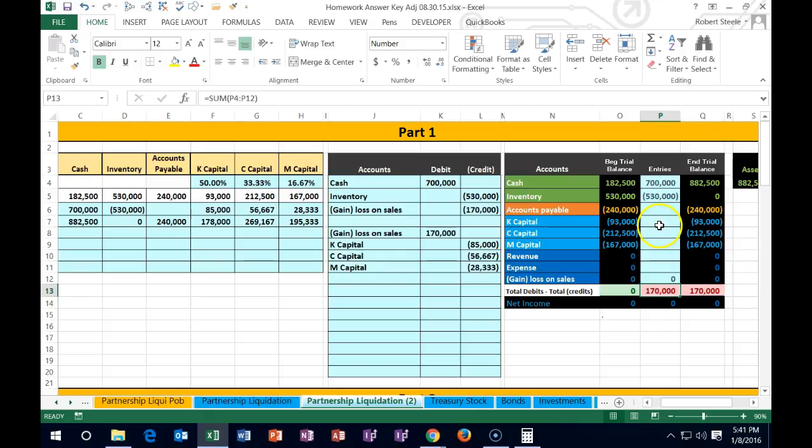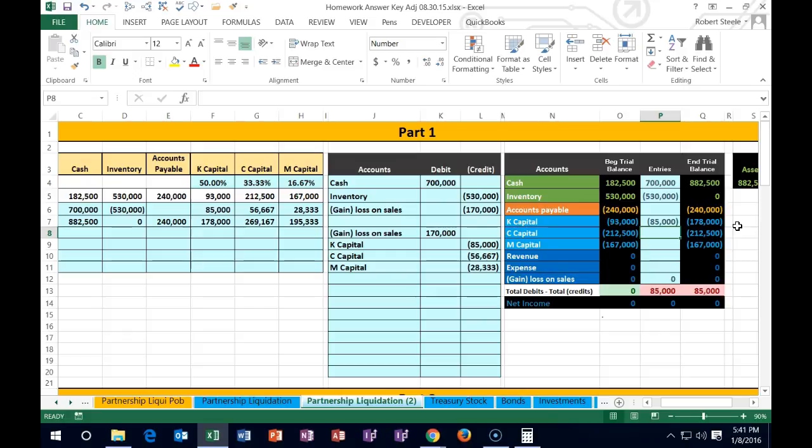We're then going to post these to the capital accounts, which will increase the capital accounts. We'll start off with K's capital account. Here's K's capital account. Here's where we're going to post it in cell P7 equals, and we're going to post this 85 credit. This is a credit. It's going to make the credit go up in the credit direction.